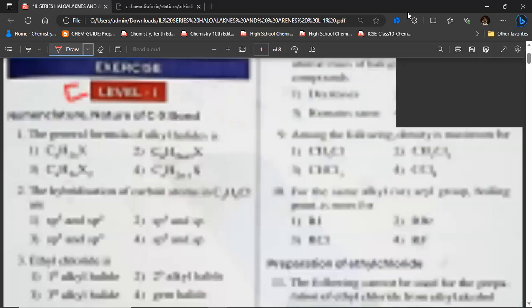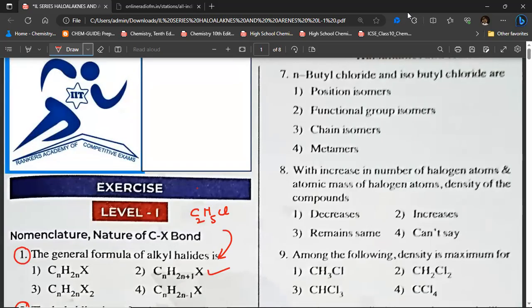Let us move on to question number 7: n-butyl chloride and isobutyl chloride. What are they? In n-butyl chloride, the carbon chain is normal; all 4 carbons are in a straight chain. Isobutyl means there is a carbon branch in this one. So these two differ in the chain; they are chain isomers.